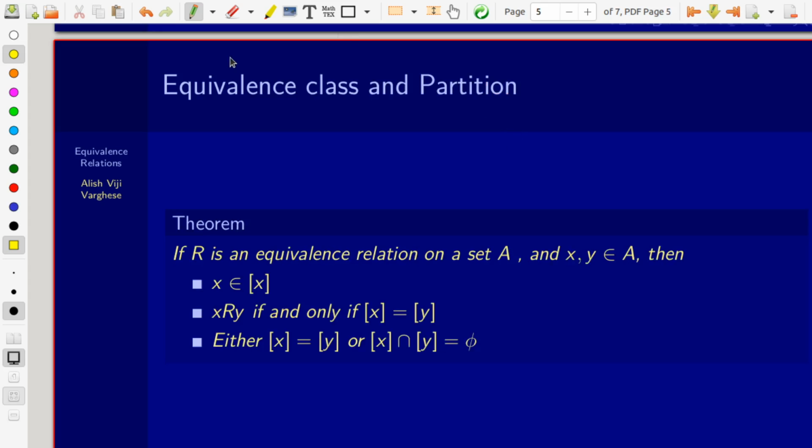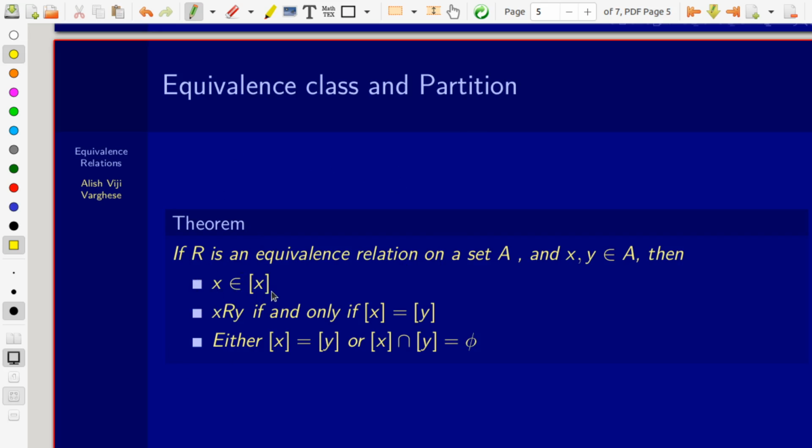Now, the equivalence classes. If R is an equivalence relation, then if x and y belong to A, the following properties will be satisfied. So, it's a theorem. If R is an equivalence relation, that means R has the three properties: reflexive, symmetric, and transitive. Then we have the following three properties.